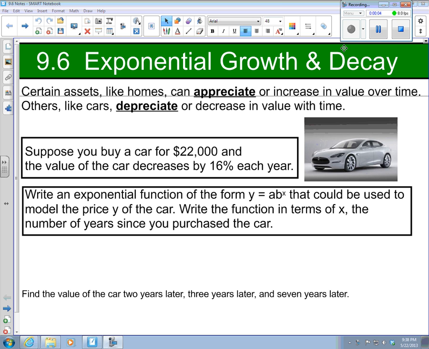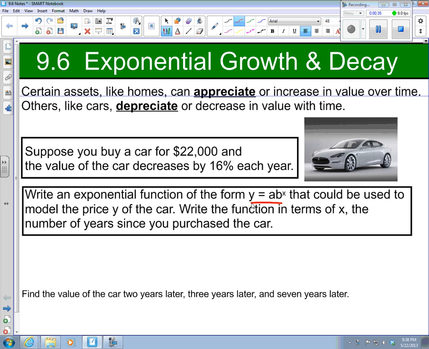Okay, students, this is your well-rounded math teacher again, Mr. Picard. And we're going to be talking about exponential growth and decay. But more specifically, the exponential growth and decay formulas that arrive from exponential equations. Okay, which we use on certain assets like homes, which can appreciate or increase in value over time.